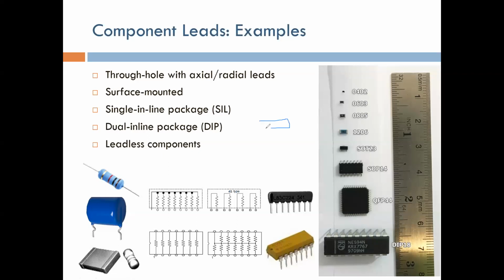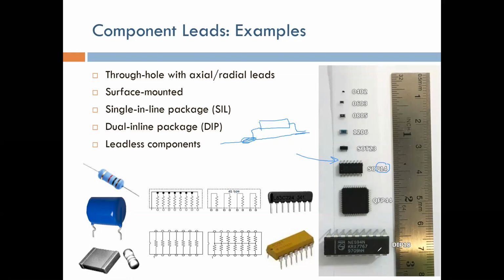So the component will be like this from the side, and instead of looking like this, actually it's going to be like this. It's going to be soldered here. This is going to be the printed circuit board, and it's going to be soldered like this. This kind of package is called a small outline package. Usually there is a number here; small outline package 14 means that it has 14 leads. If you have DIP 18, it means that it has 18 leads. We have 9 here and 9 there.